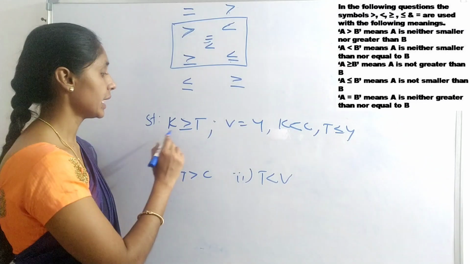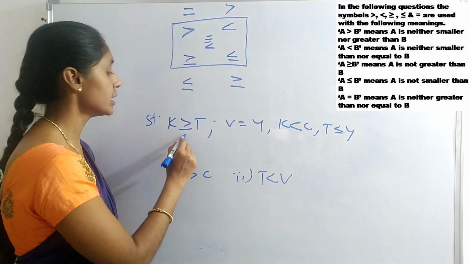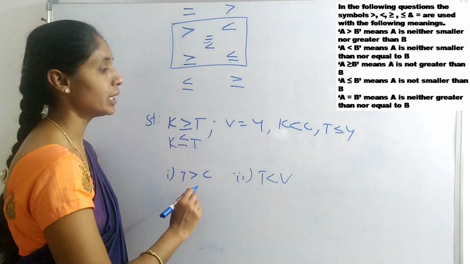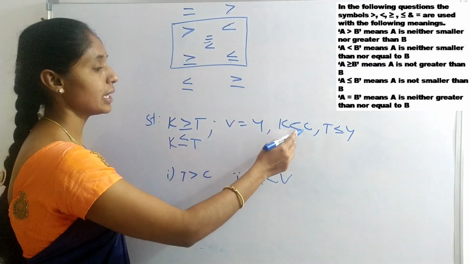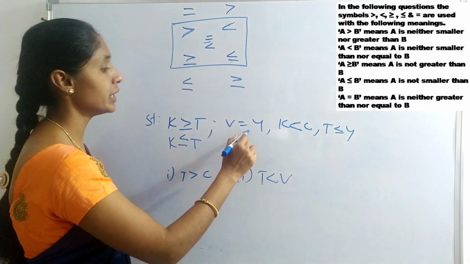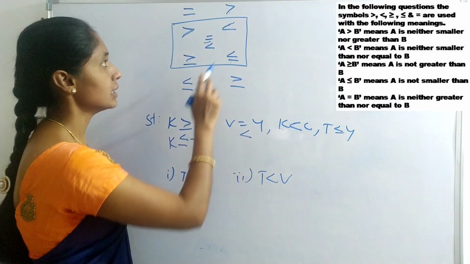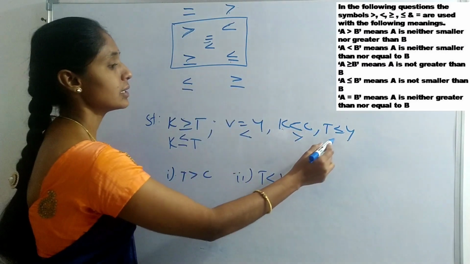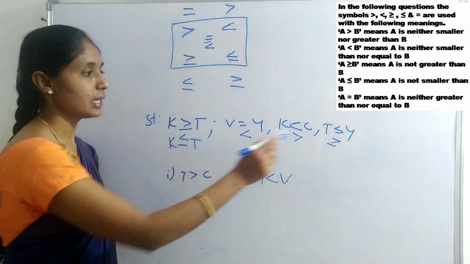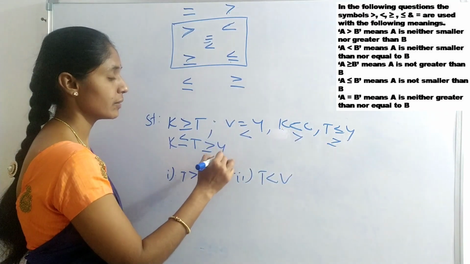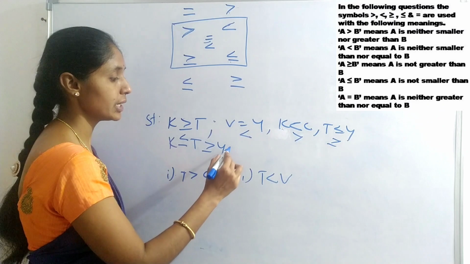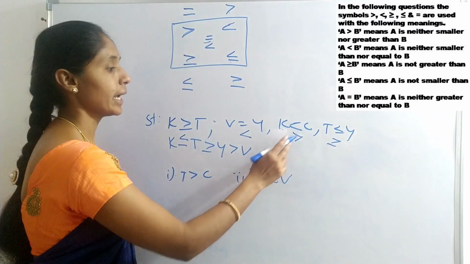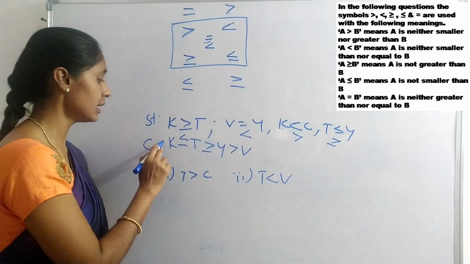Next question. K greater than or equals to T, that is less than or equals to T, and V equals to Y. K less than C, V equals to Y, V less than Y. K less than C, K greater than C. T less than or equals to Y, that is greater than or equals to Y. T greater than or equals to Y, and V less than Y, that is Y greater than V. And K greater than C, that is C less than K.